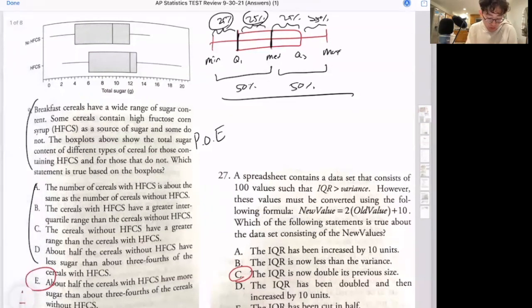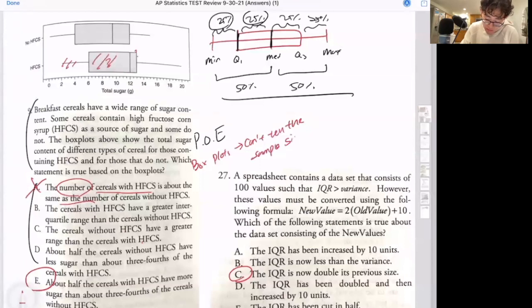So let's go over these one by one. The number of cereals with HFCS is about the same as the number of cereals without HFCS. We're talking about the numbers here. I have no clue how many dots are actually within each of those, because there are no numbered dots. It's not a dot plot. I don't know what number of cereals there are. A is just straight out wrong because it's not a dot plot or a histogram. You can't tell the number of samples from box and whisker plots. So with box plots, you can't tell the sample size.